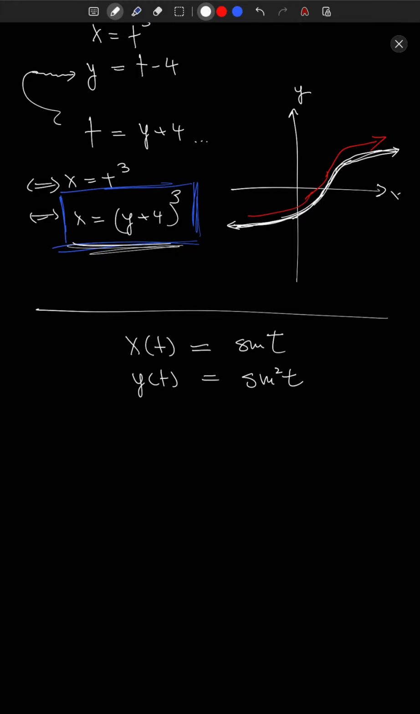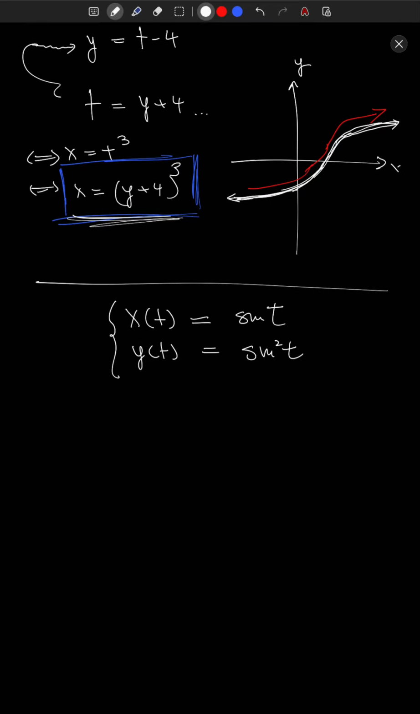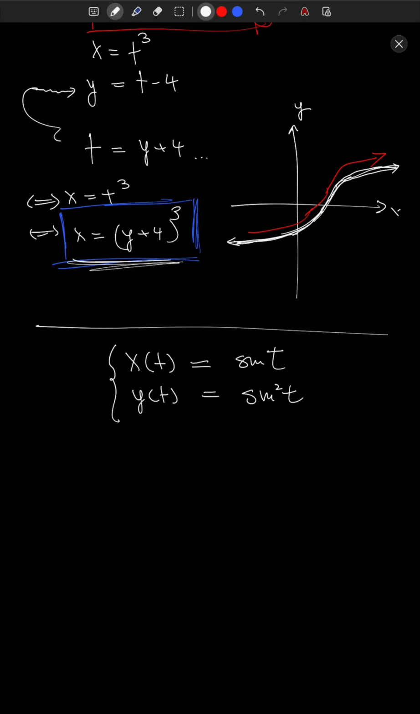All right. Okay, so of course, when you do have functions, they can be very complicated. The ones we have been looking at, right? Always one of them, either the x equals or the y equals, has been fairly simple. In the previous example, y equals t minus 4, fairly simple. So we easily solve for t, right? But here both of these are really complicated, sine t, sine squared t.